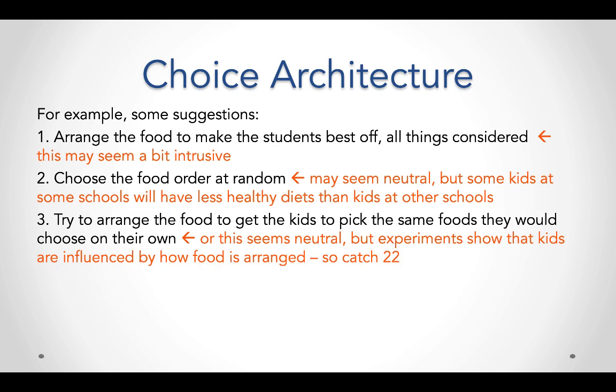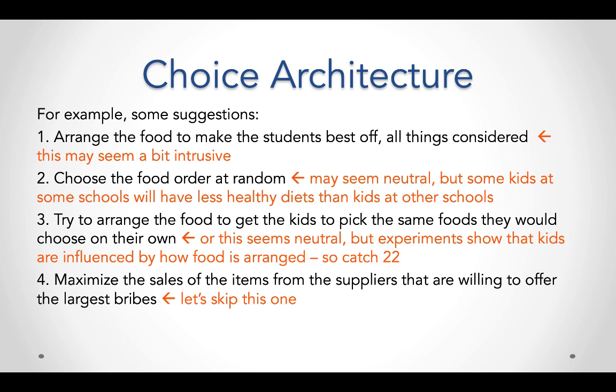Try to arrange the food to get the kids to pick the same foods they would choose on their own. This is kind of like a circle, a catch-22, because the experiments show that kids are influenced by the choices, so therefore they're going to pick whatever we put in front of them. So it doesn't really work.